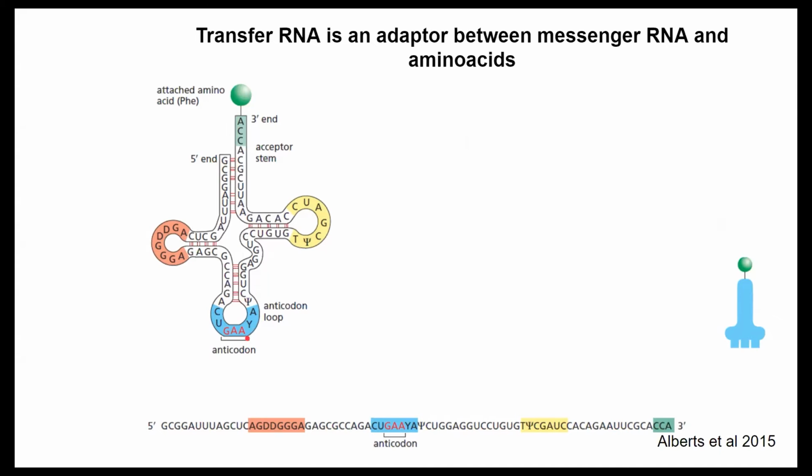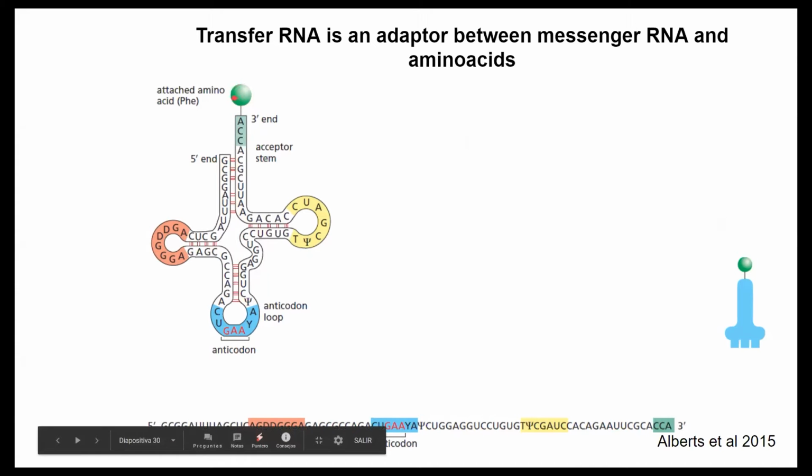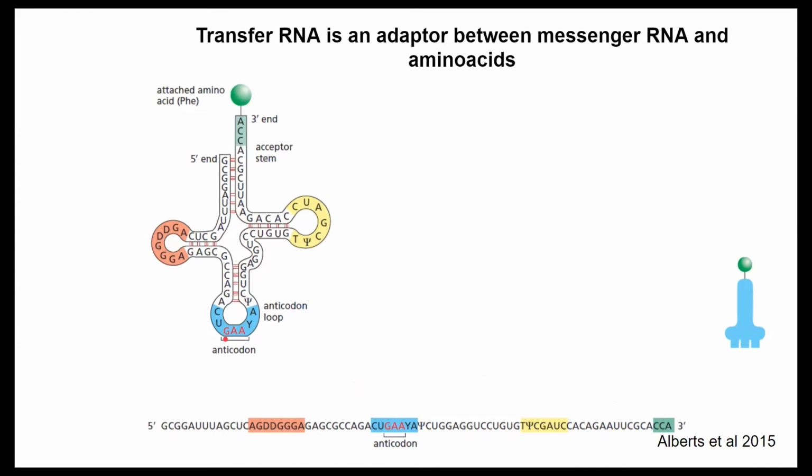So when the messenger RNA arrives, it has a codon that binds to this triplet of nucleotides in the transfer RNA, and if it's the right match, it will give it an amino acid. So in this example, it's GAA, and it's carrying the phenylalanine amino acid. This is how the information goes from messenger RNA to a different level, which is the protein. And the proteins will be made of these amino acids, like phenylalanine.